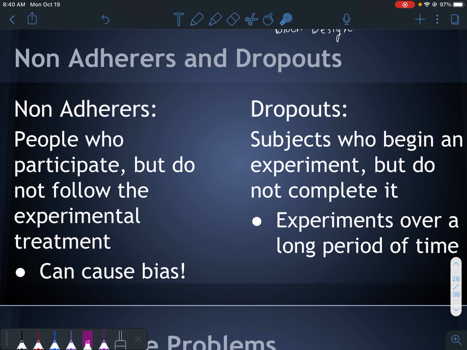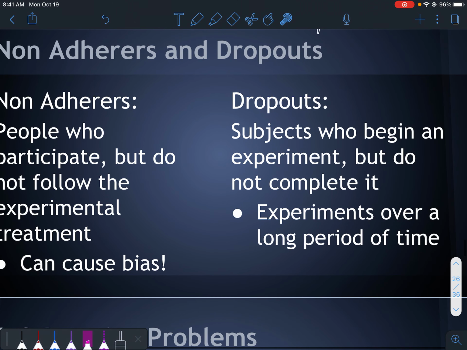Last piece of the puzzle here: non-adherers are people who participate but don't follow the experimental treatment, which can cause bias. Say you're on a blood pressure medication and you need to take this medication and do a workout, let's just say a 30-minute walk every day. We're talking non-adherers. This person takes the medication but doesn't do the walk. Or if they do the workout and are on a strict diet, or that person goes on their walk and eats a bunch of donuts, your blood pressure is not going to be affected by that pill because you're counteracting it. So you try to control as much as you can, and people that don't follow the rules are non-adherers.